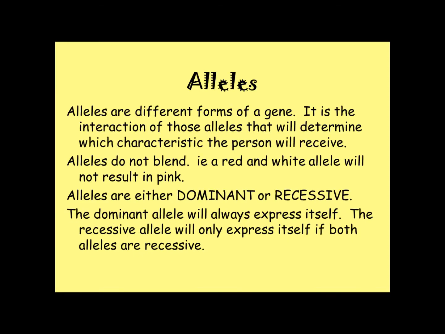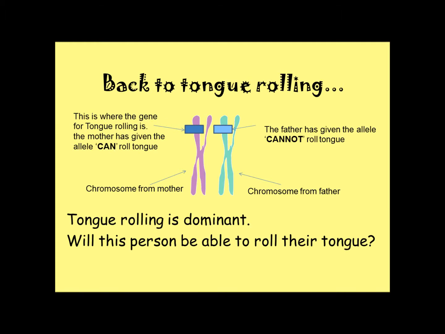Now, we already know that it's the interaction of these alleles that will determine which characteristic the person will receive. They don't blend. So a red and white allele will not result in pink. They're either dominant or recessive. And the dominant allele will always express itself, and the recessive allele will only express itself if both alleles are recessive.